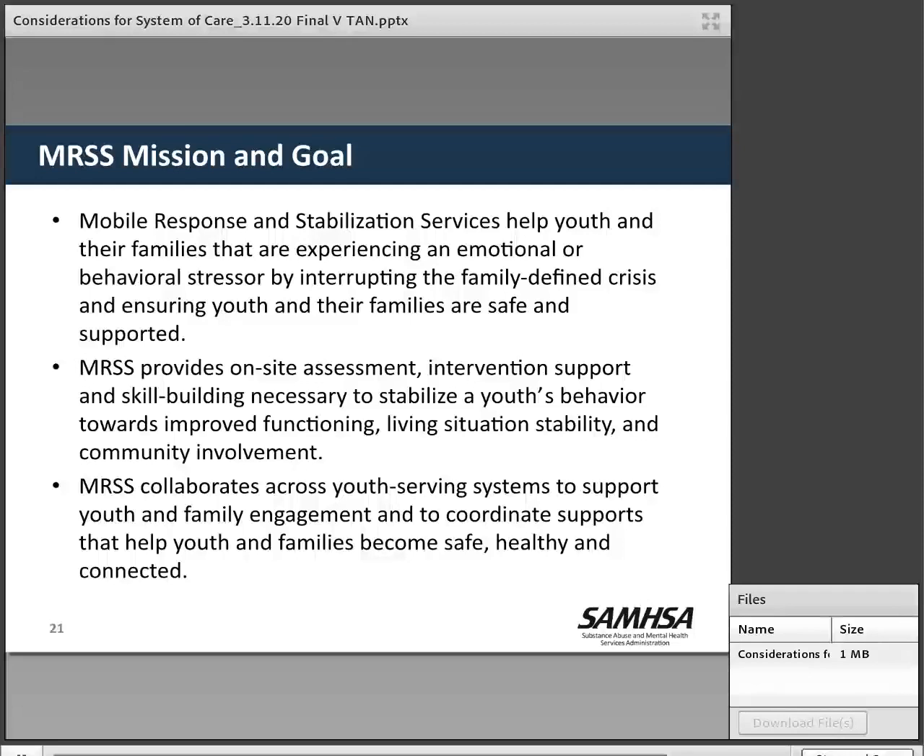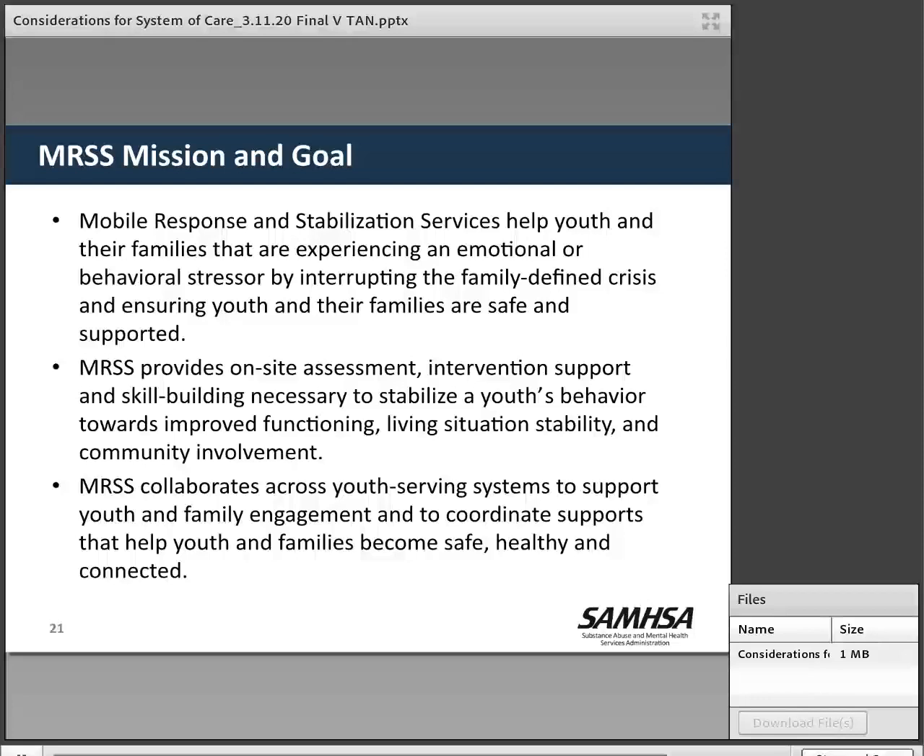It's in their home or in their community, and it allows us to get to what the underlying driver is for why that family made the call that day. Mobile response collaborates across the whole youth-serving system to support youth and families, and they engage and coordinate supports that help youth and families become safe, healthy, and connected.